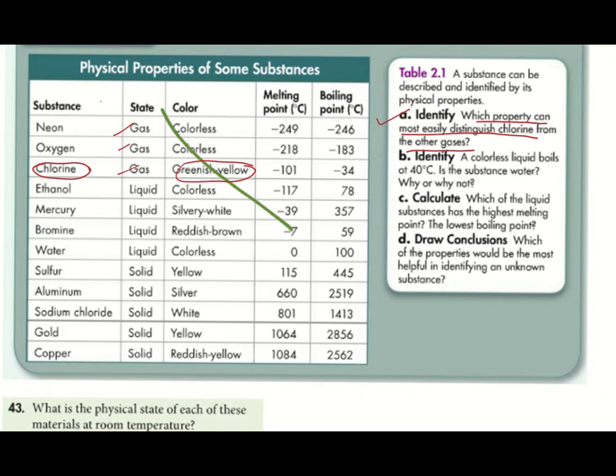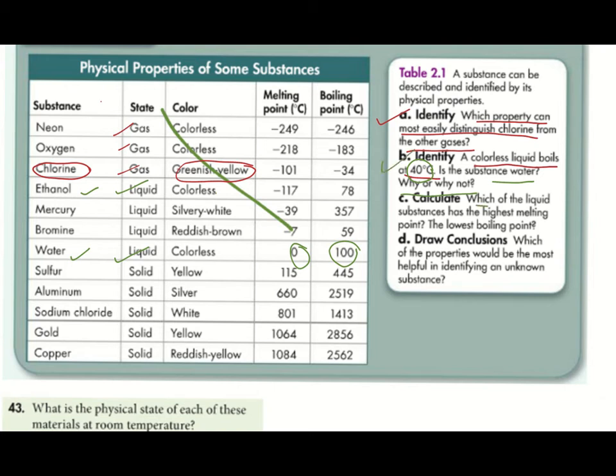Question 2. A colorless liquid boils at 40. Which liquids here are colorless? This liquid is colorless, and this liquid is colorless. So your answer is one of two, the ethanol or water. A colorless liquid boils at 40. Is the substance water? Why or why not? Water should melt at 0 and boil at 100. So the substance which boils at 40 is not water.